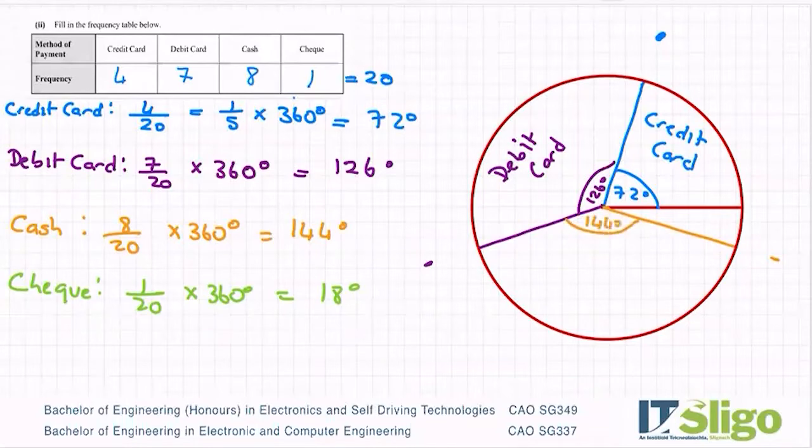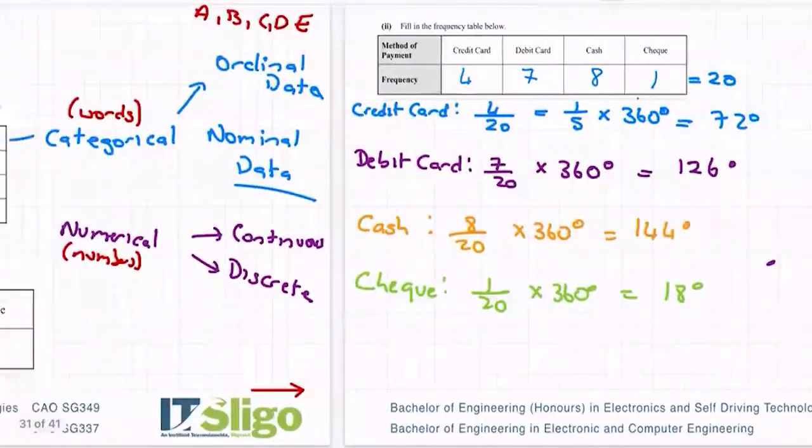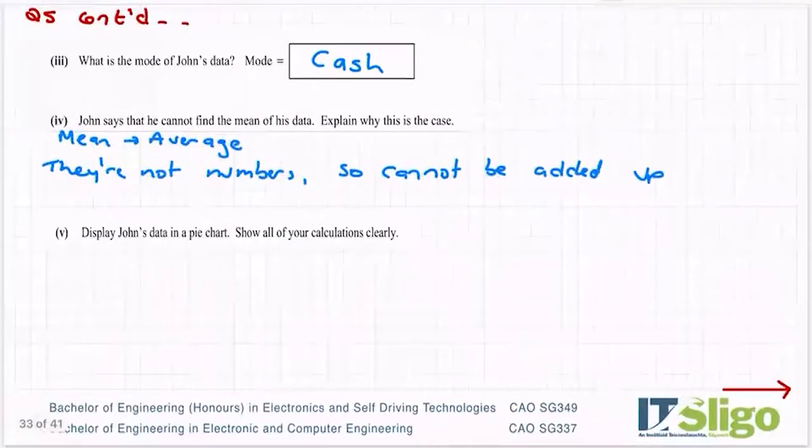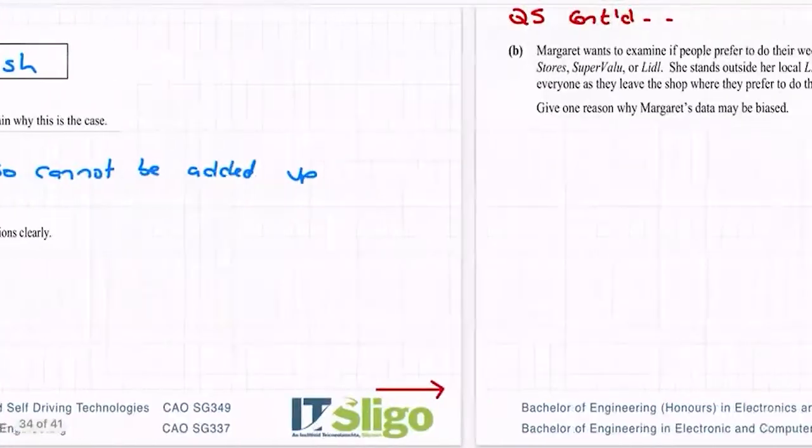So 144 degrees for that one, and that one's correct. Okay, and then you can measure the next one if you want, and you probably should, and make sure you're in and around the 18 degrees, that it's somewhere before the 20-degree line, and that's a check. Okay, so there is your pie chart. And we've shown all the calculations clearly. So I do hope that makes sense.